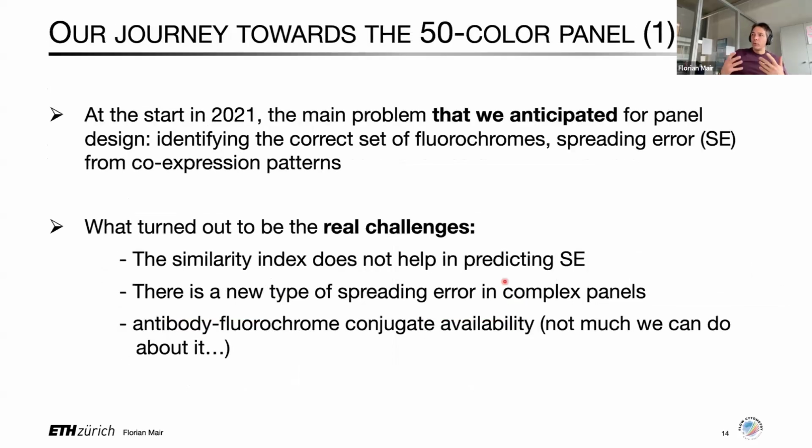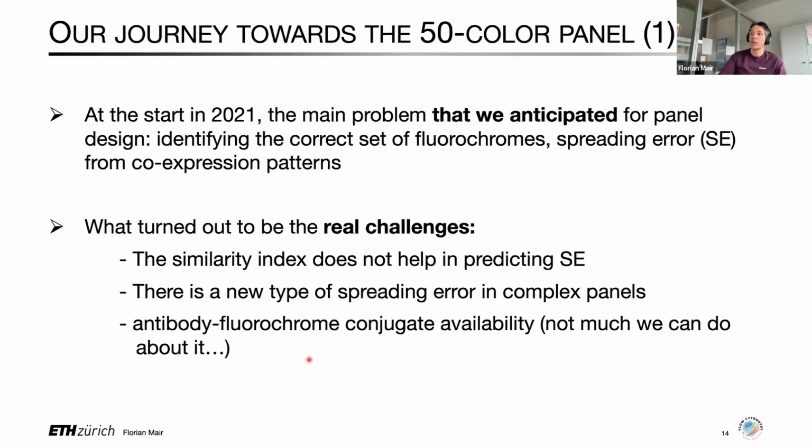So we anticipated that this would be our main problem. We just need to deal with spreading error from co-expression patterns and then we'll be fine. In reality, it turns out that this was actually not the case. In the beginning, we also worked a lot with the similarity index, and it turns out that the similarity index, while it's very, very useful for evaluating the spectral similarity of fluorochromes, does not help at all in predicting spreading error. And also what we found, and this will be the majority of my talk, is that there is a new type of spreading error present in complex panels, meaning anything above like 25, 30, 35 fluorochromes when run on a spectral flow cytometer.